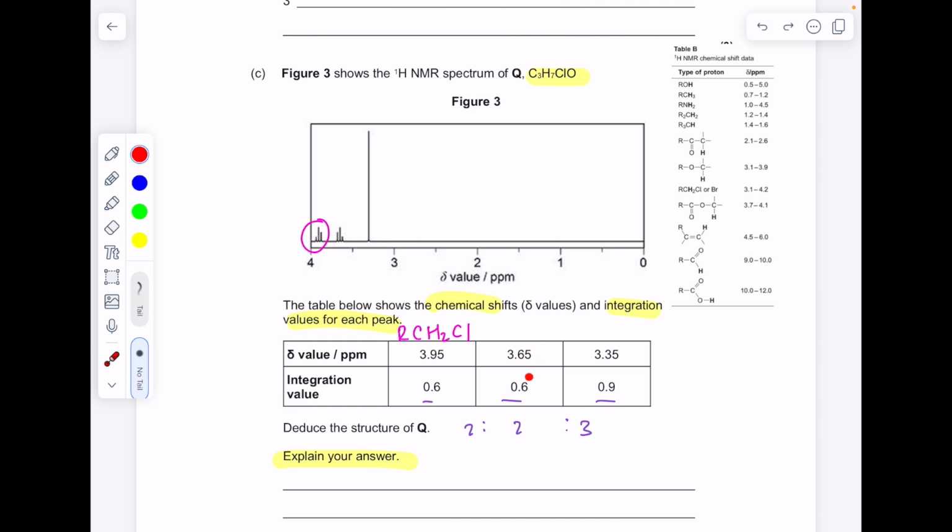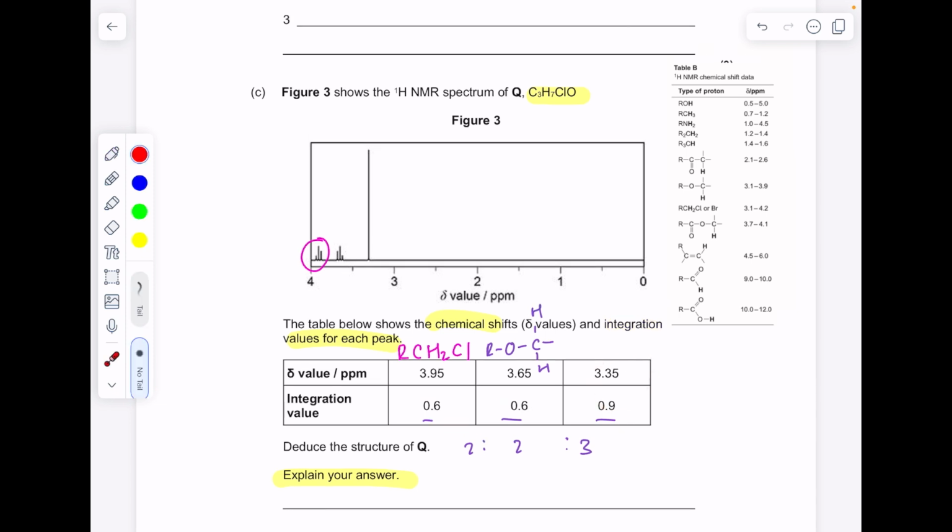Let's have a look at this chemical shift data here, 3.65. Again, look down here. Now it's likely to be the ROCH, again, because we've double checked with our molecular formula. Yes, we do need an oxygen in there. And then because of this integration value here, I know that I've got 2 hydrogens in this particular environment, so I can just add a H here.